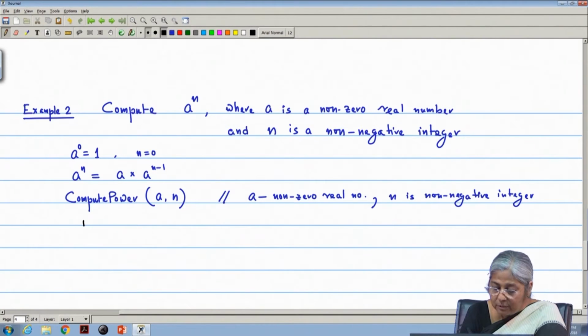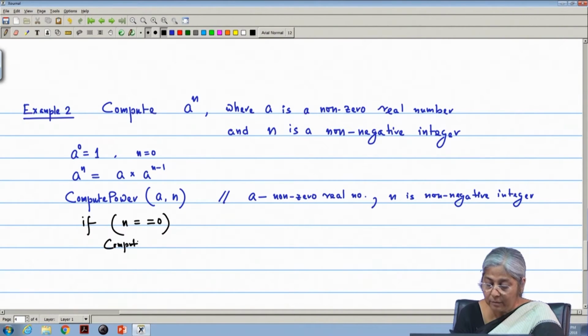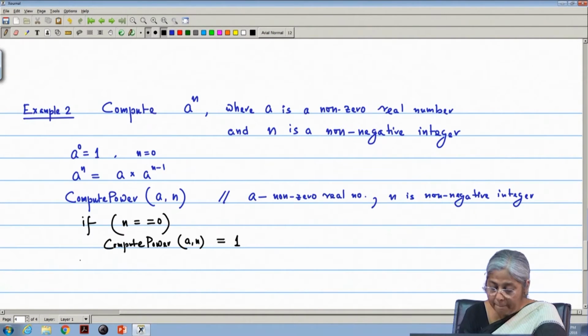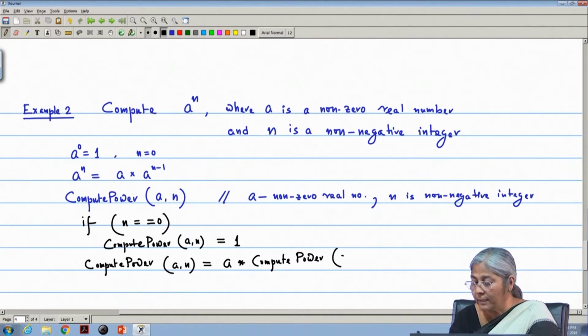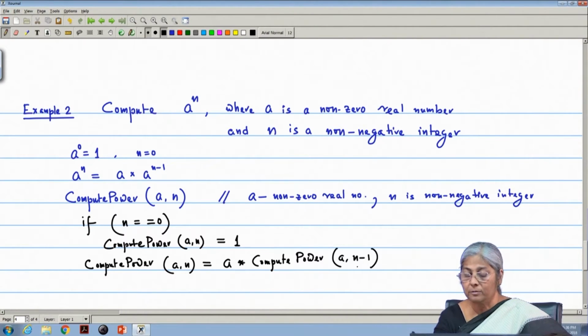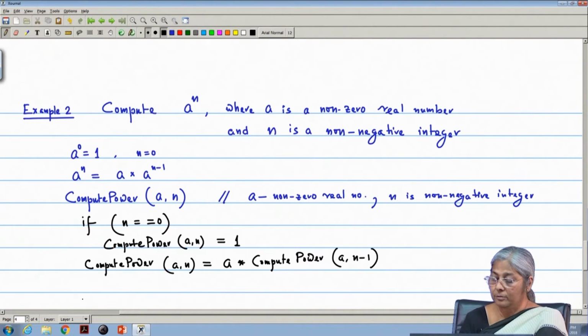Now, I can write that if n equal to 0, then return 1, else compute power(a, n) equal to a into compute power(a, n minus 1), that is a function with smaller inputs. So, this is a recursive algorithm.